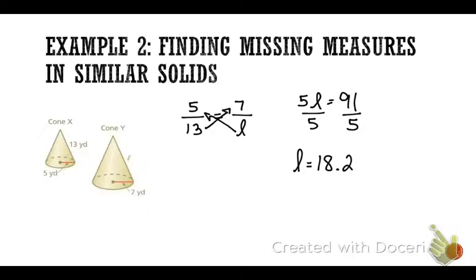18.2. And there is a dimension yards. That's it. Proportions is the key. If you set up your proportion correctly, you're home free. Okay? So you just have to set up that proportion comparing the same unit on both sides.